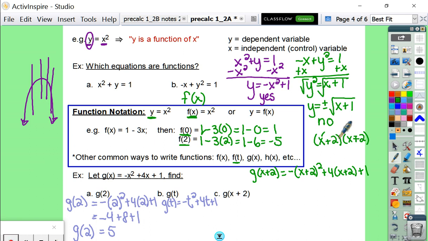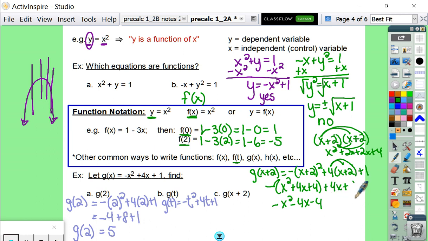Which means I have to multiply, so x times x is x squared, x times 2 is 2x. Then I have to distribute this one, so 2 times x is 2x, 2 times 2 is 4, which really means that this is negative x squared plus 4x plus 4. So now I have to distribute the negative, which gives me negative x squared, negative 4x, negative 4. Here I have to distribute, so plus 4x plus 8 plus 1, which is a plus 4x plus 9.